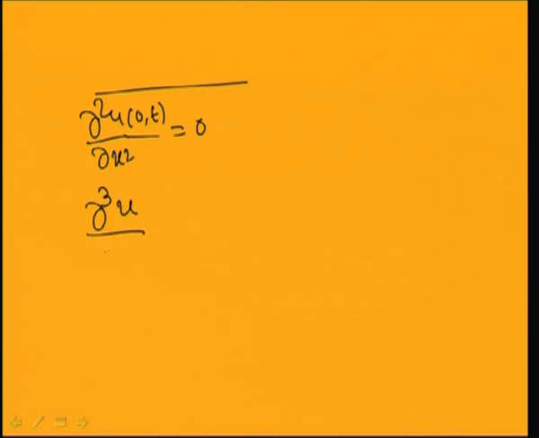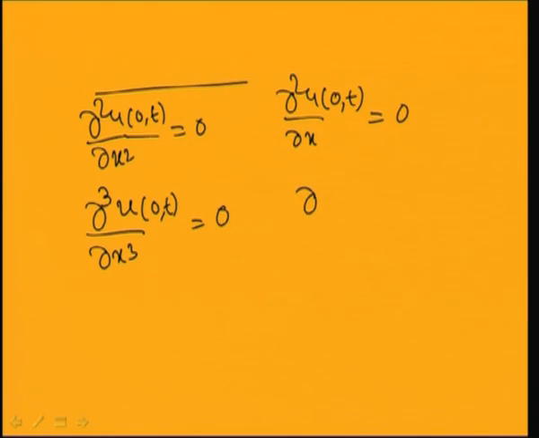Similarly, in this case you should write del square u by del x square at 0 t equal to 0, that is bending moment equal to 0, and for shear force equal to 0, del cube u by del x cube at 0 t equal to 0. Similarly, on the right side also del square u by del x square is equal to 0, and shear force del cube u by del x cube equal to 0.